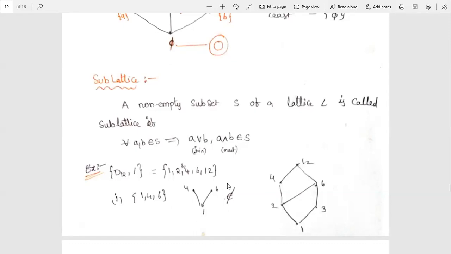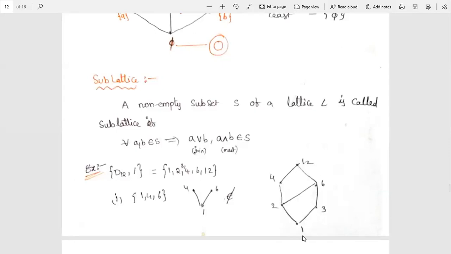When we say a given subset of a lattice is a sublattice, consider the set containing the elements 1, 4, 6. This is not a lattice. The relation is 1 to 4 and 1 to 6. But this is not a lattice, because this subset has a least element but does not have a greatest element. So this is not a sublattice of the given lattice.